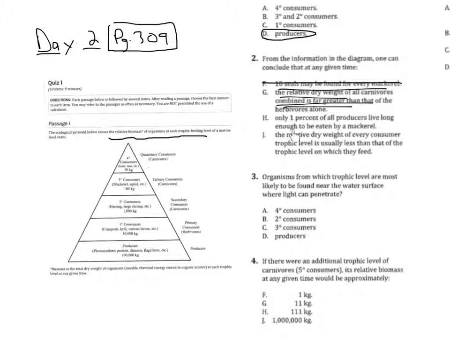H, only 1% of all producers live long enough to be eaten by a mackerel. Well, where is this percentage coming from? Nowhere in our graph does it say anything about a percent. So we can eliminate H, so that makes the right answer for this one J. Okay, and just so you know, these first 2 are very easy questions. All right, let's take a look at number 3.